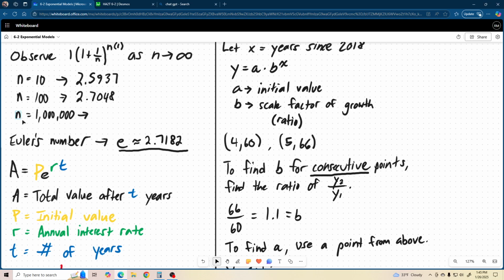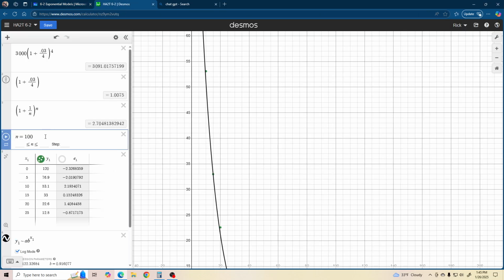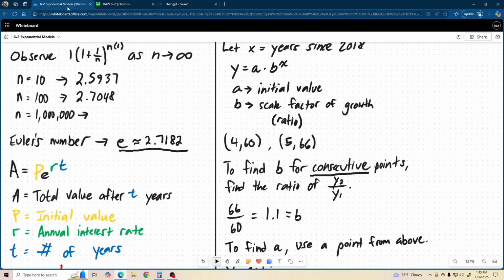So now we're going to see what happens if n is 1,000,000, right? We did 10, we did 100. Let's see what happens when n is 1,000,000. 1, 2, 3, 4, 5, 6. Perfect. All right, so now it is a million, and we have 2.7182. So 2.718, we'll say 3 around that. 2.7183.